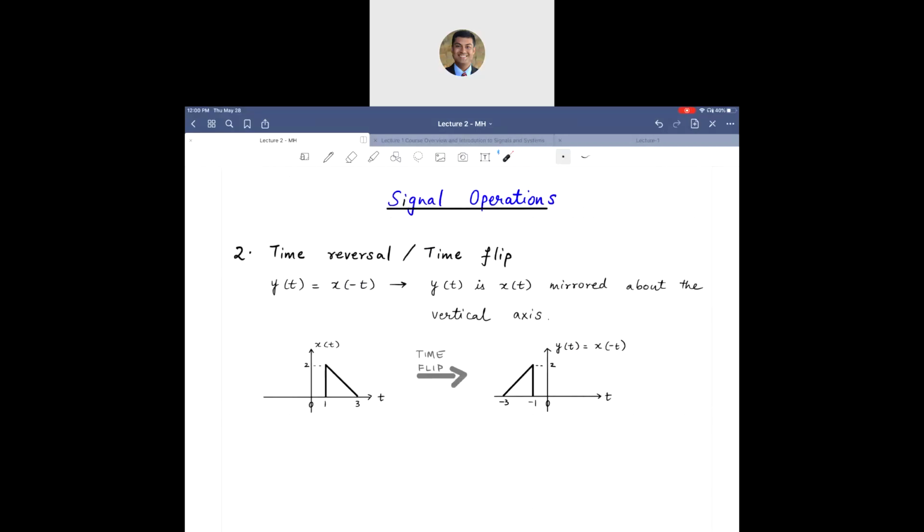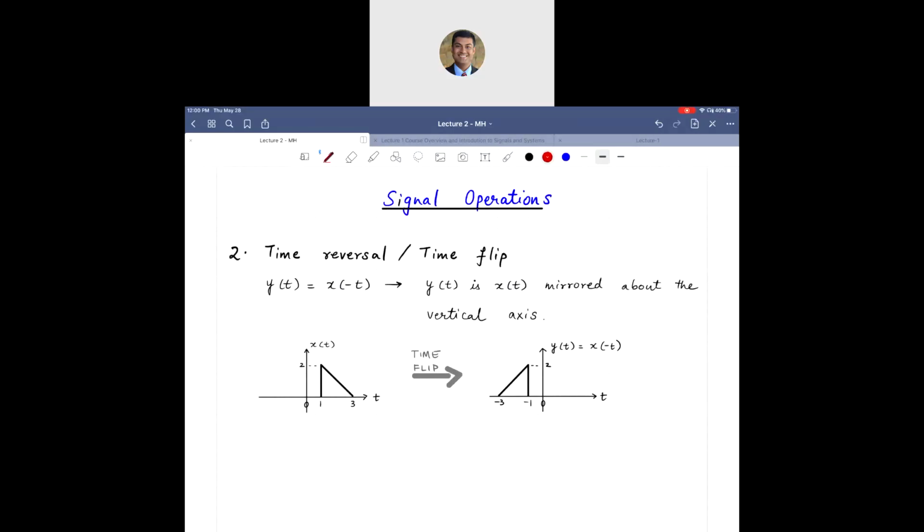And again, you can quickly check these things. So for example, if I wanted to check whether I'm on the right track or not, I would say, okay, what is happening at y of -2? Well, you will see that y of -2 is x of 2. Is it x of 2? Oh, it looks right. So by using a quick check, you can validate your work, and I would highly recommend this for signal operations. So that's time flip.